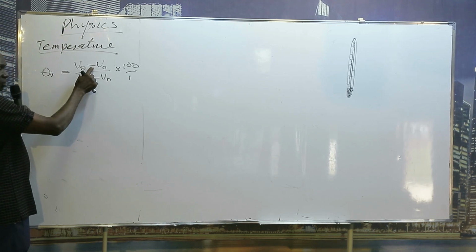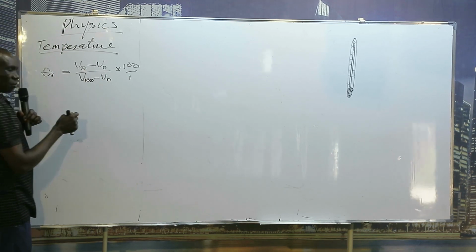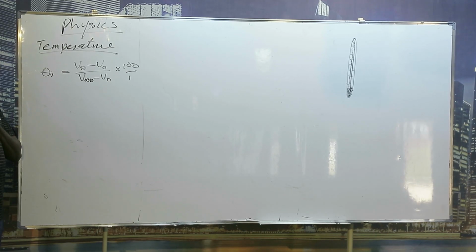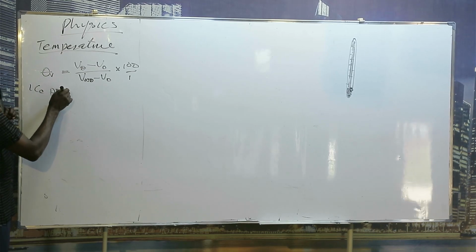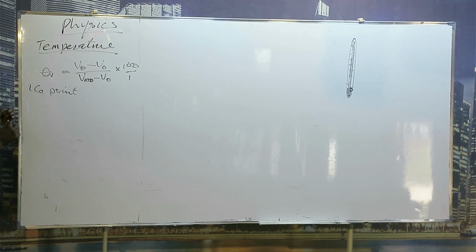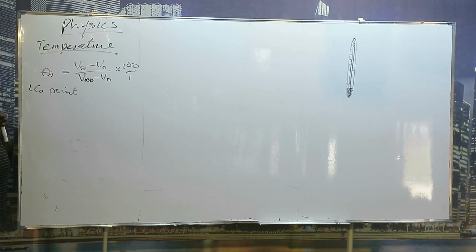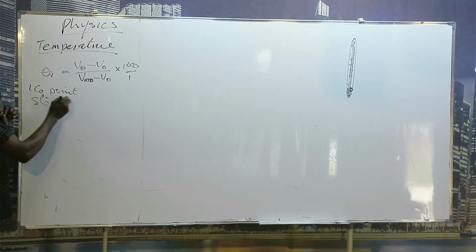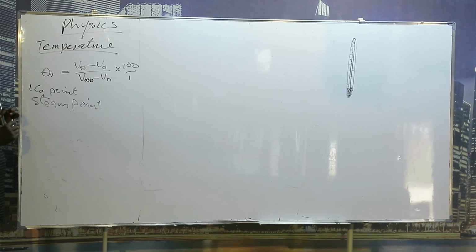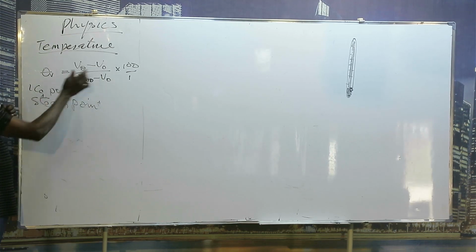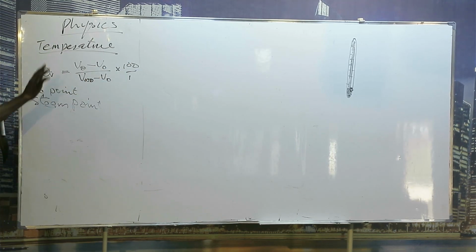Minus V0 is volume at ice point. And V100 is volume at steam point. These two are the same. So this is the normal equation of calibration.